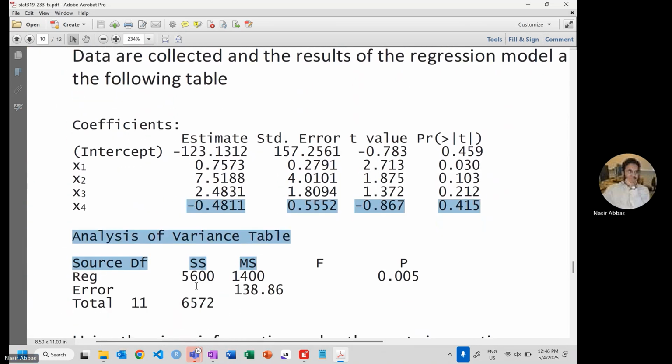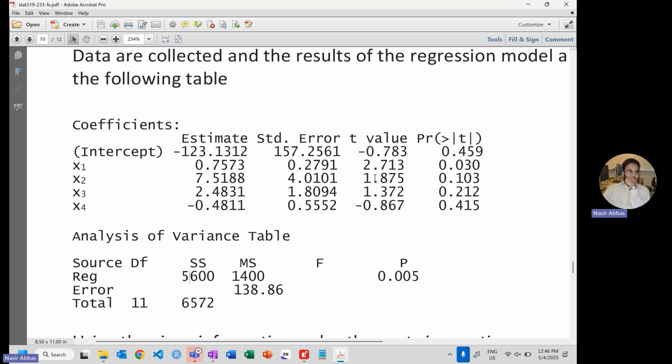Yes. Here SSE is missing. So you will have 6572 minus 5600. Then MSR is given, MSE is given, F is missing. How will you find F? MSR over MSE, 1400 divided by 138. So you will get the value of F.